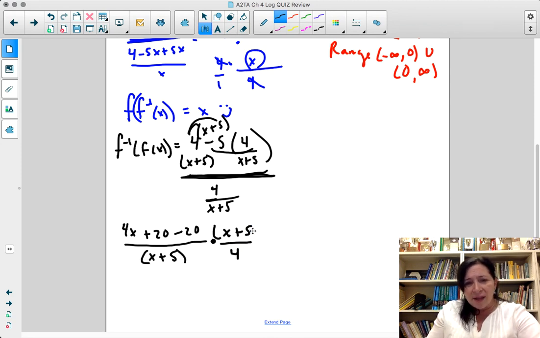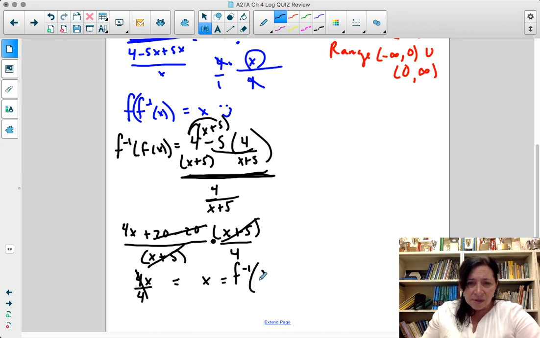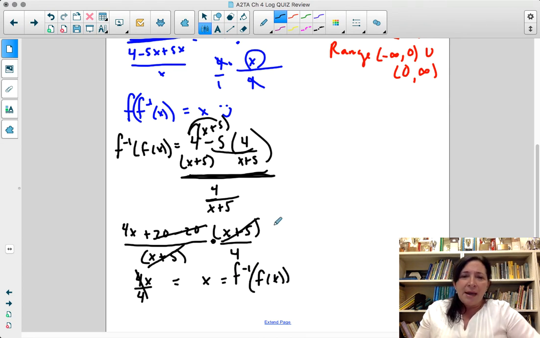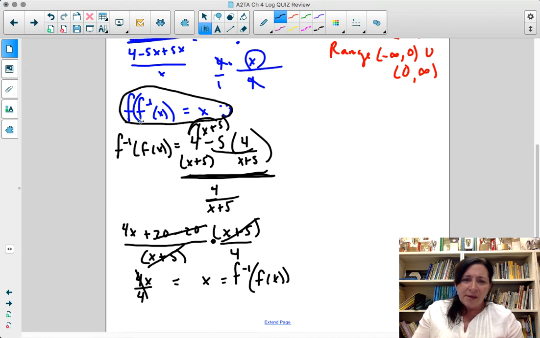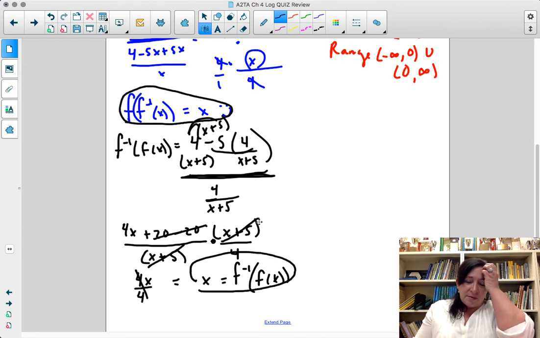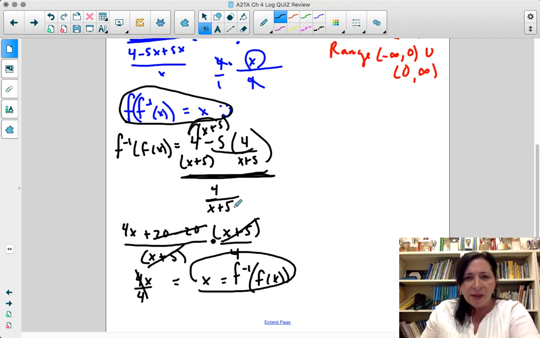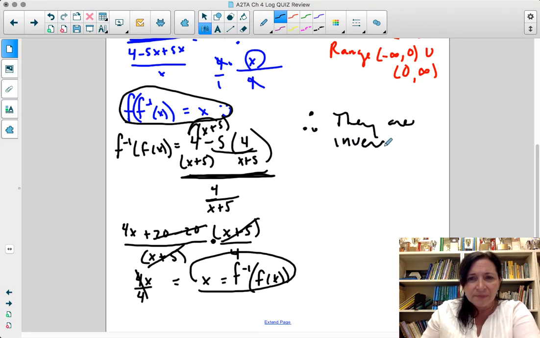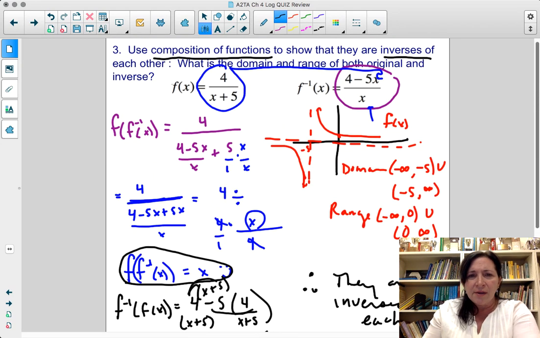Now, as a quantity, my x plus 5s are going to cancel out. 20 minus 20 is 0. That's also going to cancel out. I do now have 4x over 4. My 4s are going to cancel. And so now I have x. So this is equal to f inverse of f of x. And so now I've got an x when I plugged in f of x, and I have an x when I plugged in f inverse of x into f of x. So I have both x's. So you can now say, therefore, they are inverses of each other. Yay.